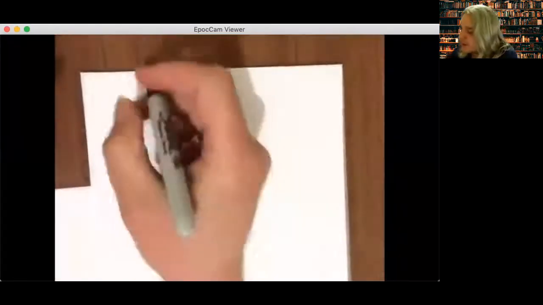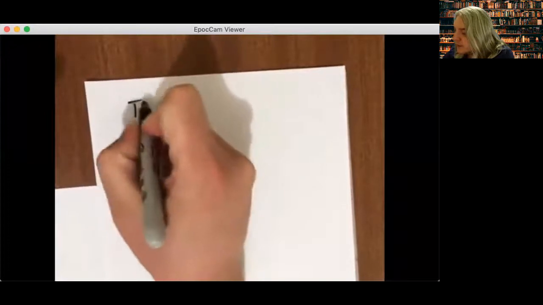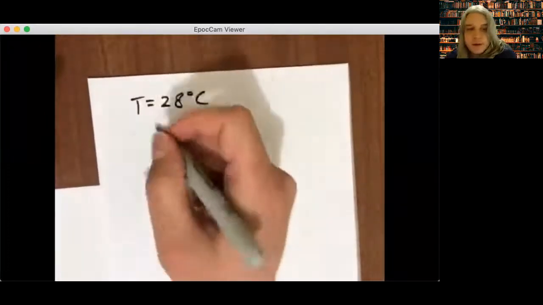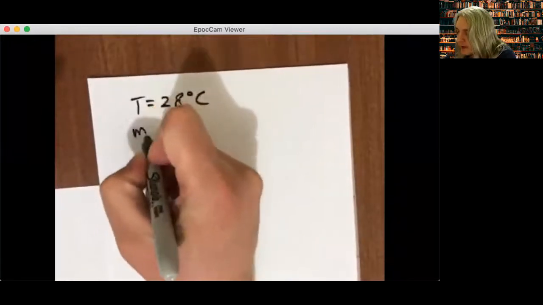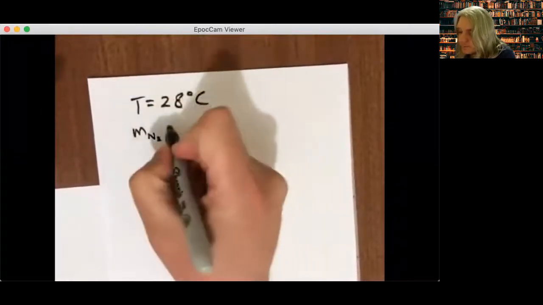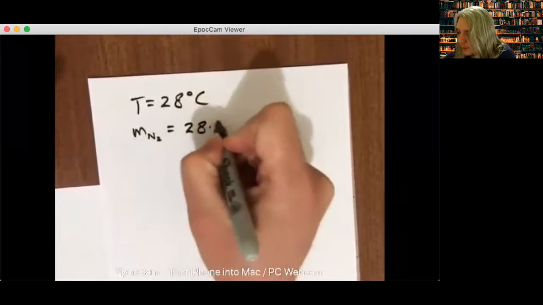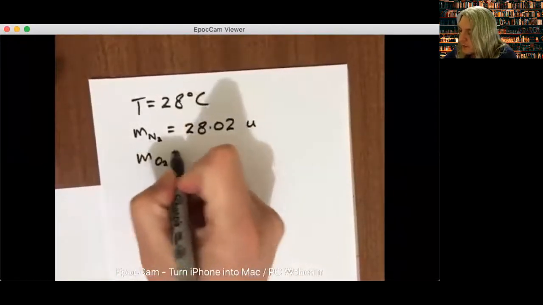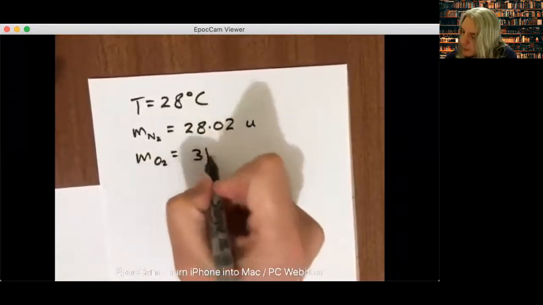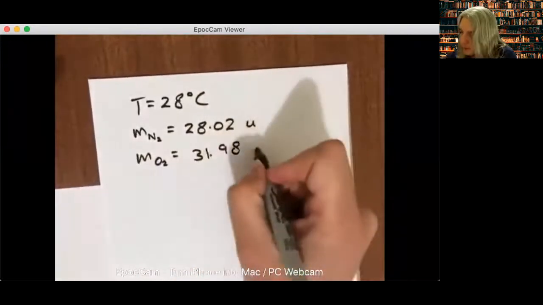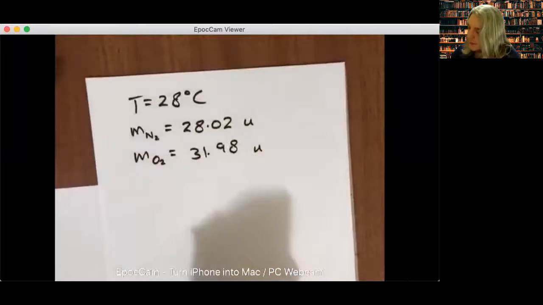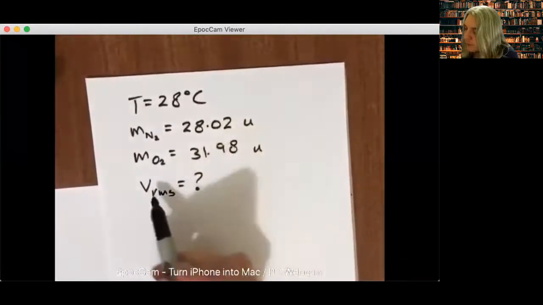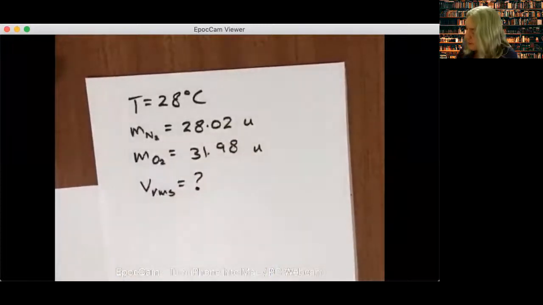So the information we've been given is that temperature is 28 degrees C. We have 2 different scenarios. We've got mass of nitrogen molecules was 28.02 U, and the mass of the O2 molecules was 31.98 U. We're looking for V RMS for both of them. All right, so we'll get 2 different values because we've got 2 different masses.